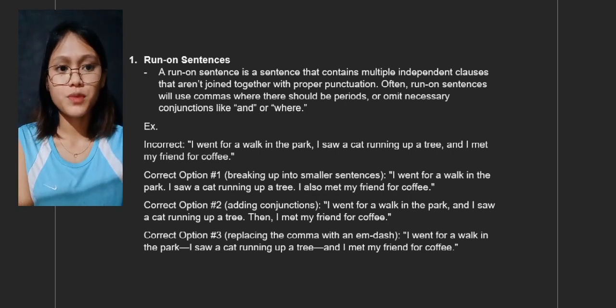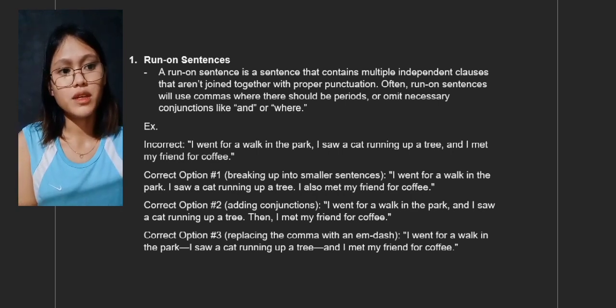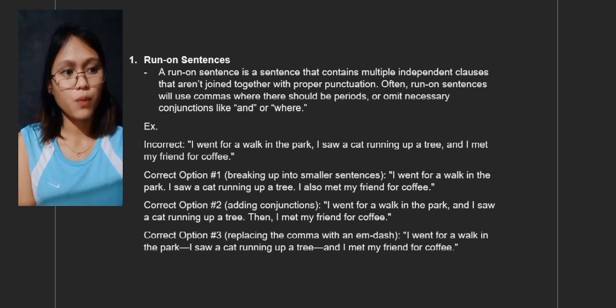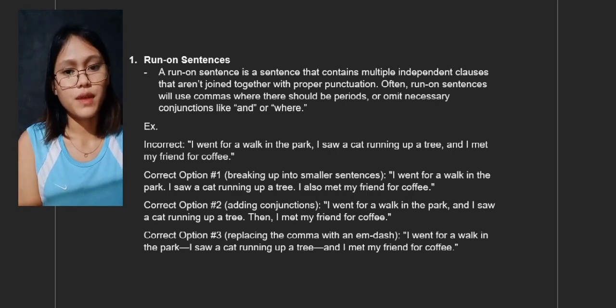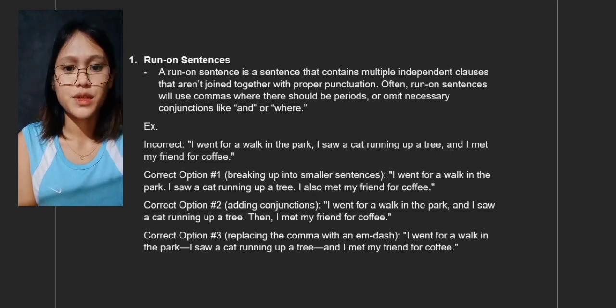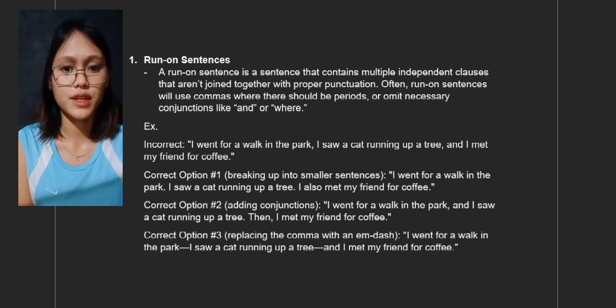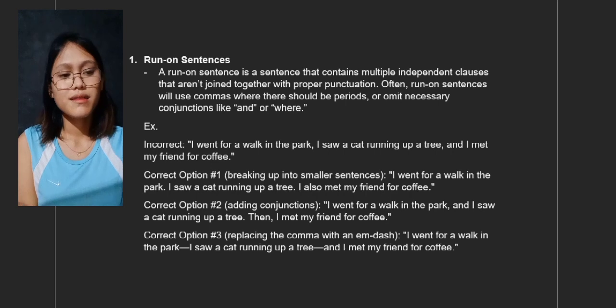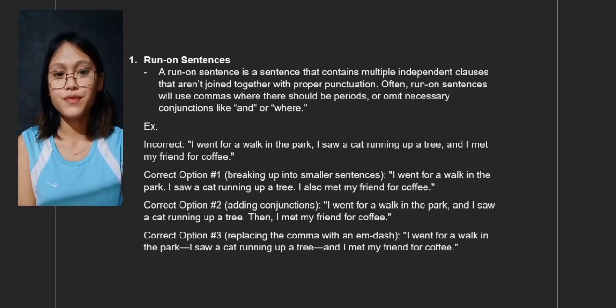The correct option number one for this is breaking it up into smaller sentences. So you would go like this: I went for a walk in the park, period. I saw a cat running up a tree, period. I also met my friend for coffee, period. The second option is adding conjunctions. So: I went for a walk in the park, comma, and I saw a cat running up a tree, period. Then, comma, I met my friend for coffee.